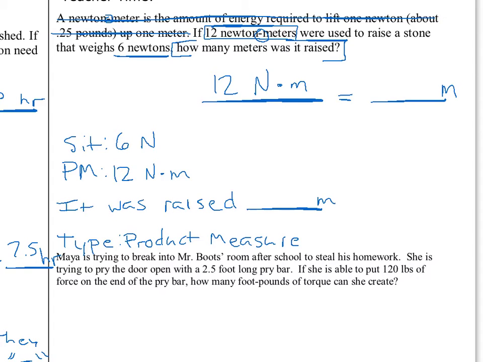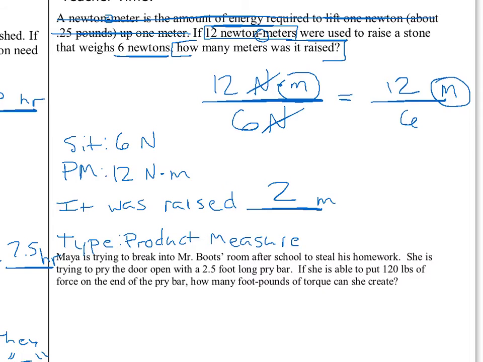Viviana? Yeah, and I need to put it under. That's going to allow my newtons to cancel out with my newtons. Checking my units, I should have meters left over. I've got meters left over. And it tells us this is a simple division problem. 12 divided by 6 should be 2, it was raised 2 meters. Okay, simple. The units lead the way.